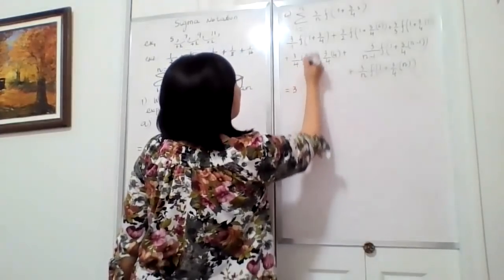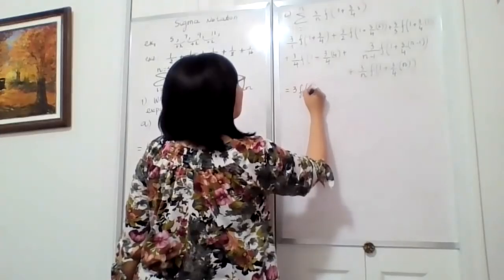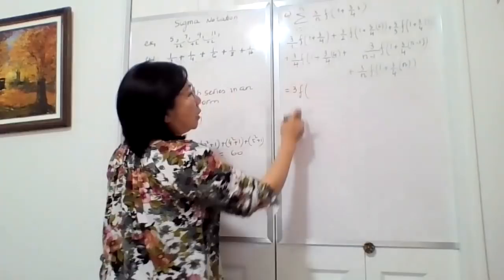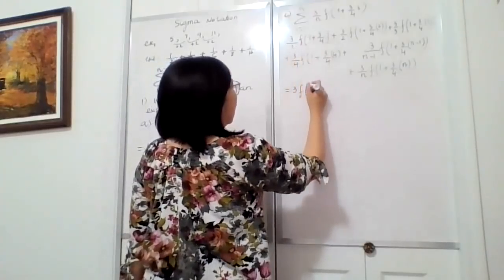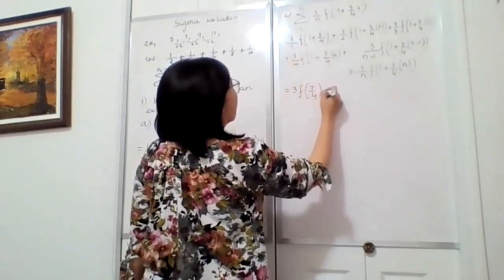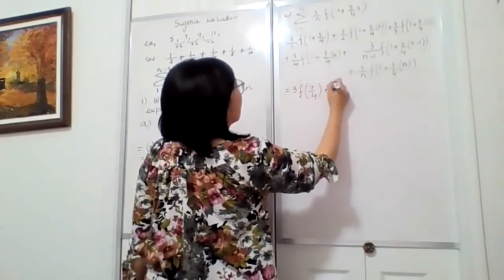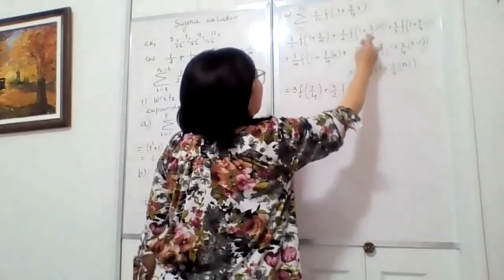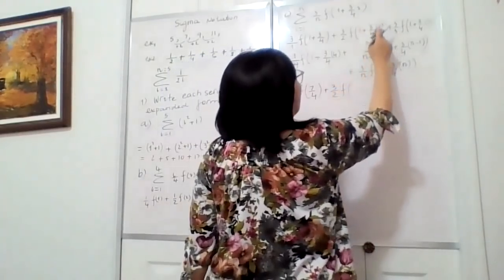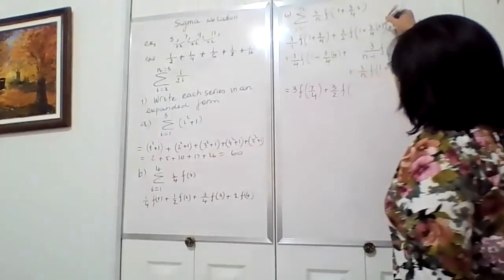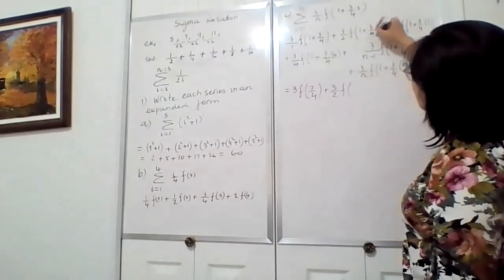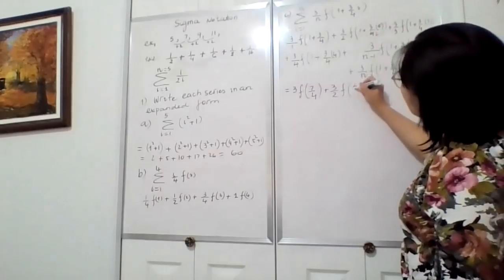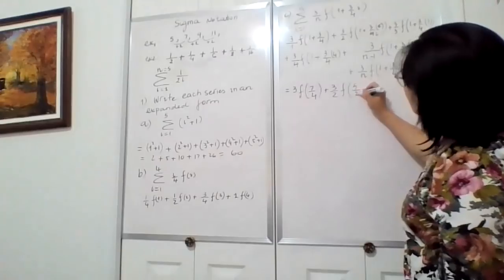So this becomes 3 f. I'm going to do 4 as the common denominator. So this is 7 over 4, adding with 3 over 2 f. Okay, so I'm going to cancel this 2 with this 2 down here. So that becomes 2 and 3 is 5 over 2.